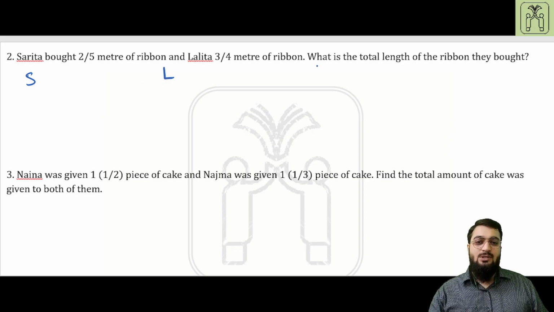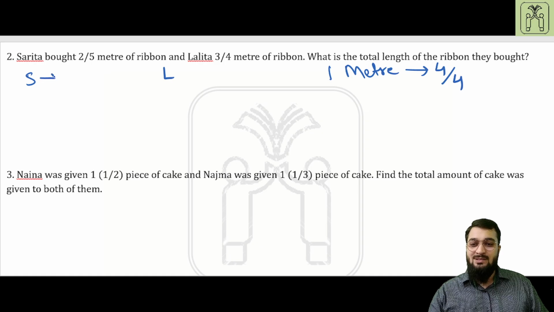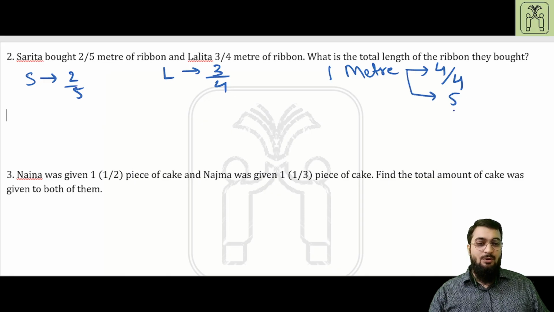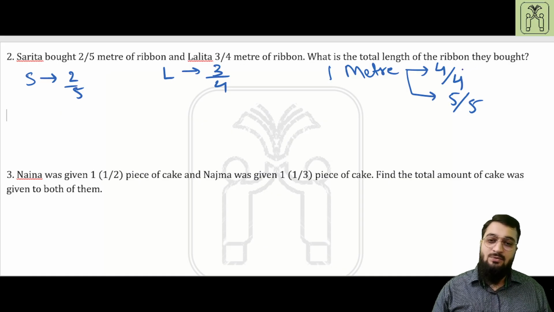Second, you need to understand the part or fraction of the thing which is done. A meter has been divided into how many parts? 1 meter has been divided into 4 parts, that is 4 upon 4. Now coming to the given things, Sarita bought 2 upon 5 meter of ribbon and Lalita bought 3 upon 4 meter of the ribbon. So it has been divided into 4 upon 4 and 5 upon 5. It has been divided into two types of groups.